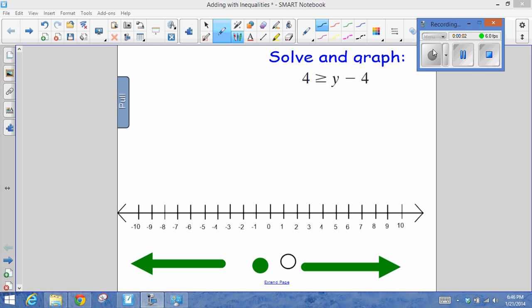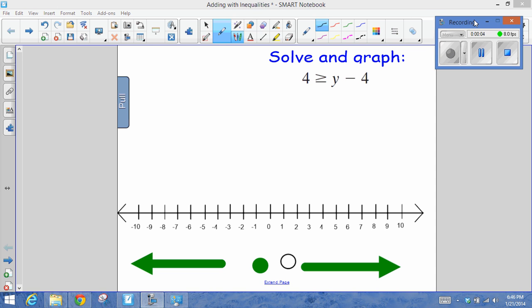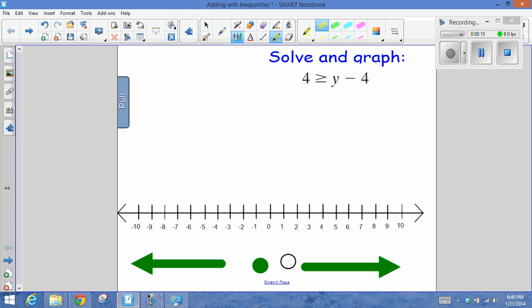We're going to talk about solving an inequality. It's very much like solving an equation. Now remember, the only difference between an equation and an inequality is this sign here in the middle. This is a greater than sign. But we're going to actually just ignore it for a minute.